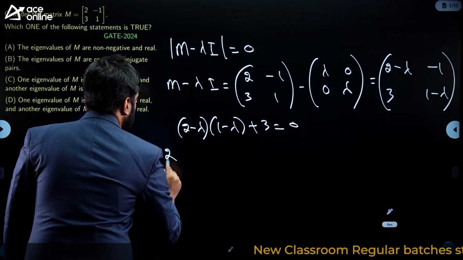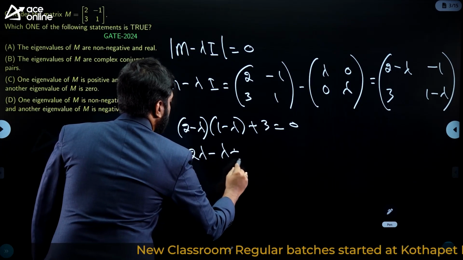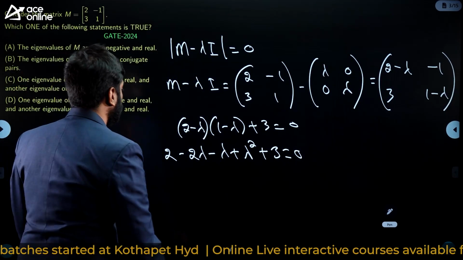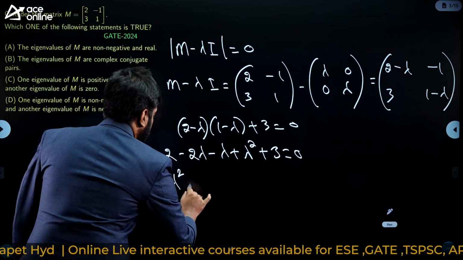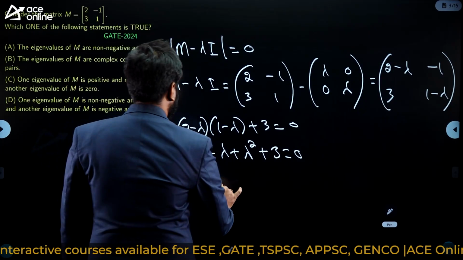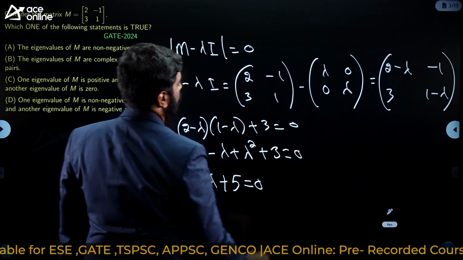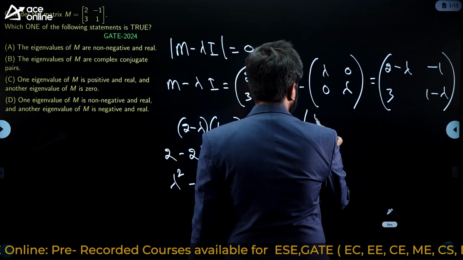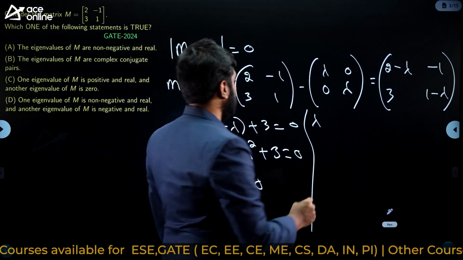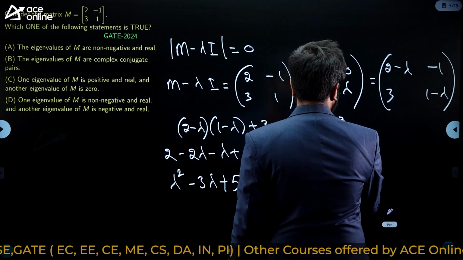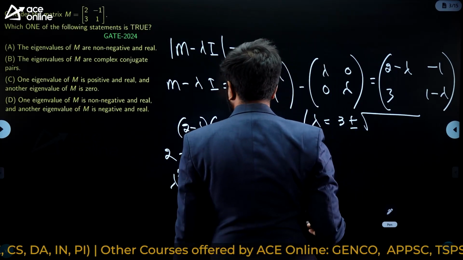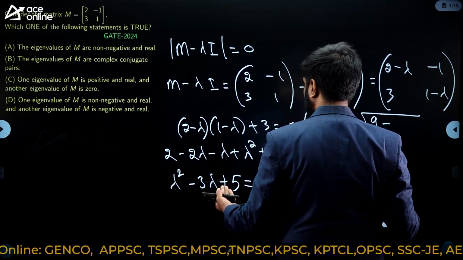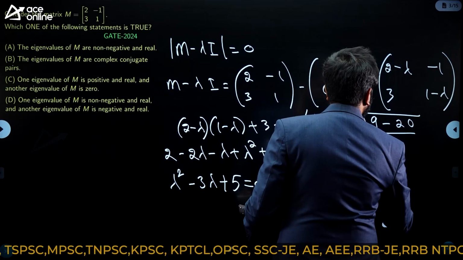Now you multiply this, you get 2 minus 2 lambda minus lambda plus lambda square plus 3 equal to 0. So it's a quadratic equation in lambda. Solve for the roots: lambda square minus 3 lambda plus 5 equal to 0. If you are okay with factorization, fine, but this doesn't factorize, so we'll directly use the formula minus b plus or minus root of b square minus 4ac by 2a. So lambda is minus b, that is minus of minus 3 is 3, plus or minus root of minus 3 whole square is 9, minus 4ac, 4 into 5 is 20, divided by 2 into 1 is 2.